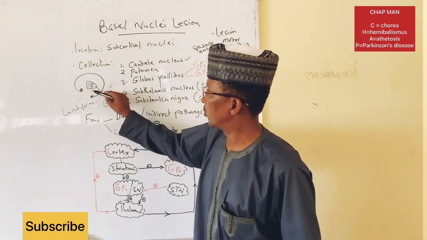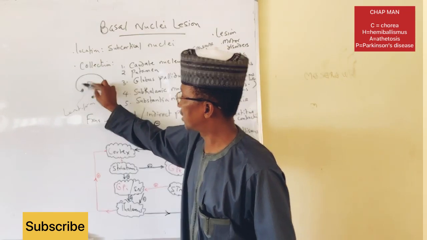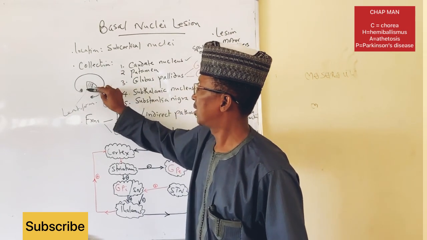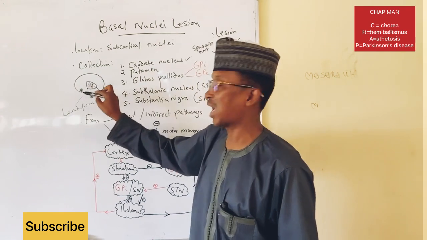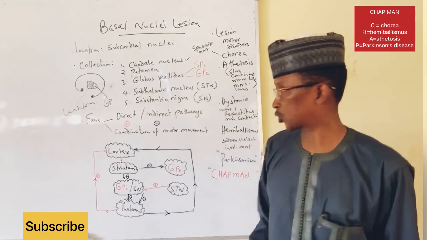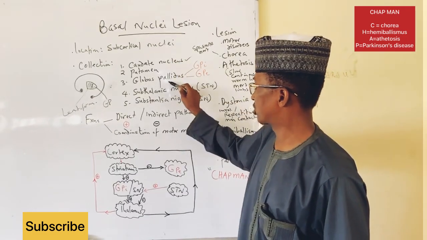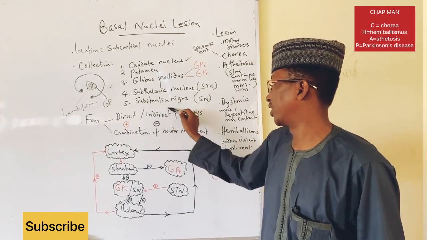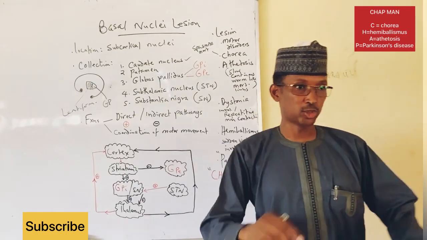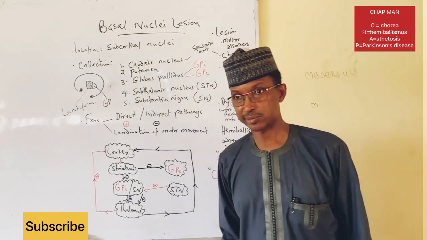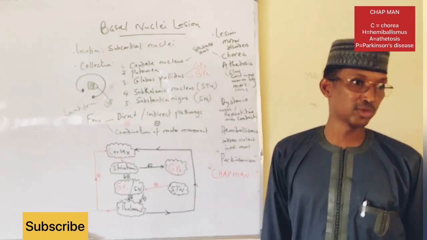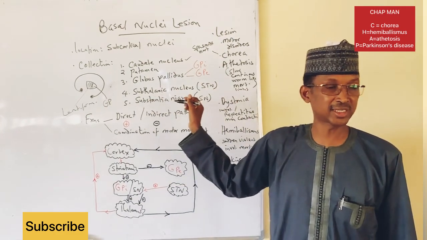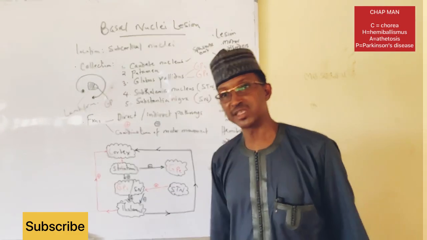So now, based on this diagram, we all know that this caudate nucleus is just around the lentiform nucleus. So we have the putamen, we have the globus pallidus, and then we also have the subthalamic nucleus. And then we finally have substantia nigra that is just above the midbrain, but below the thalamus. So these are the 5 collections of nuclei or structures that constitute the basal nuclei.